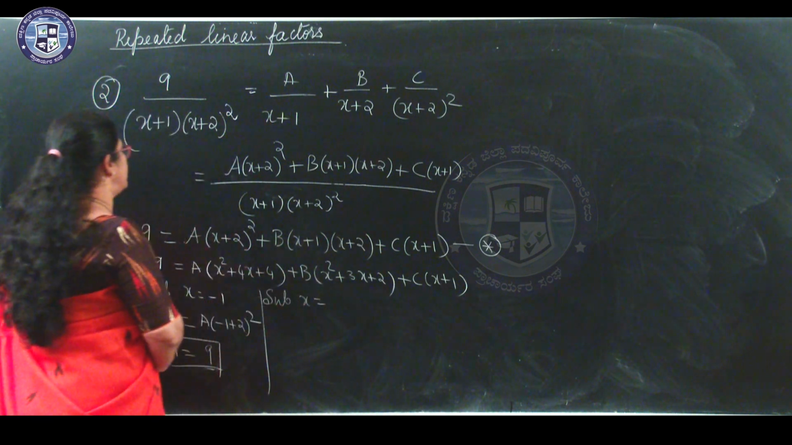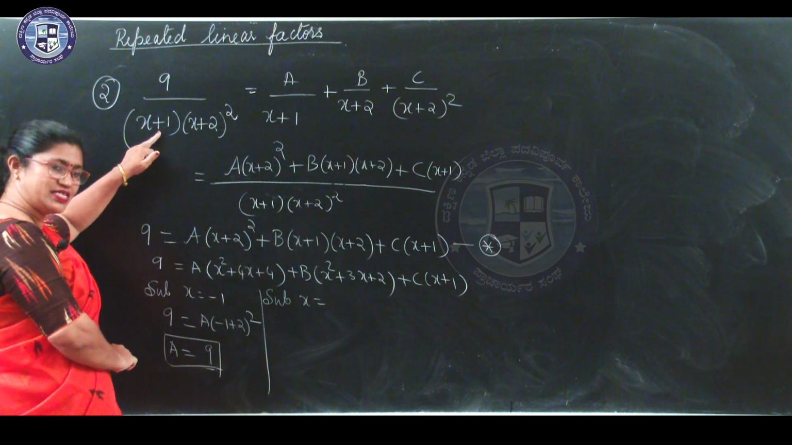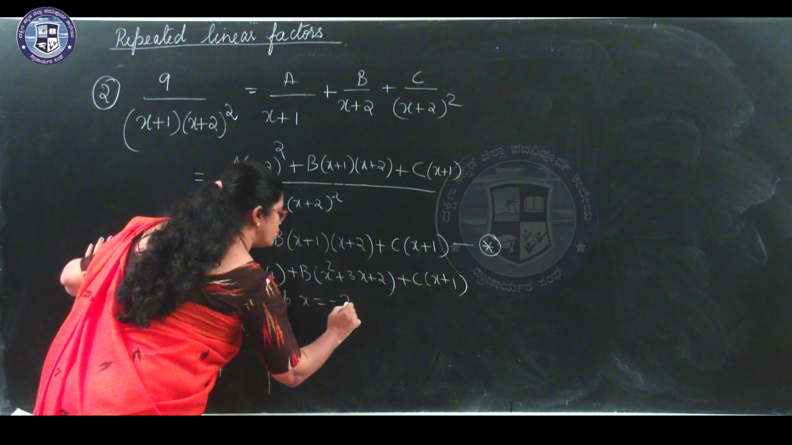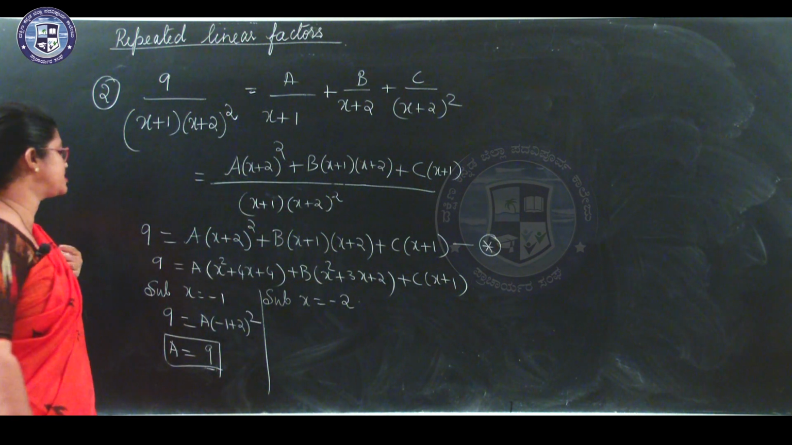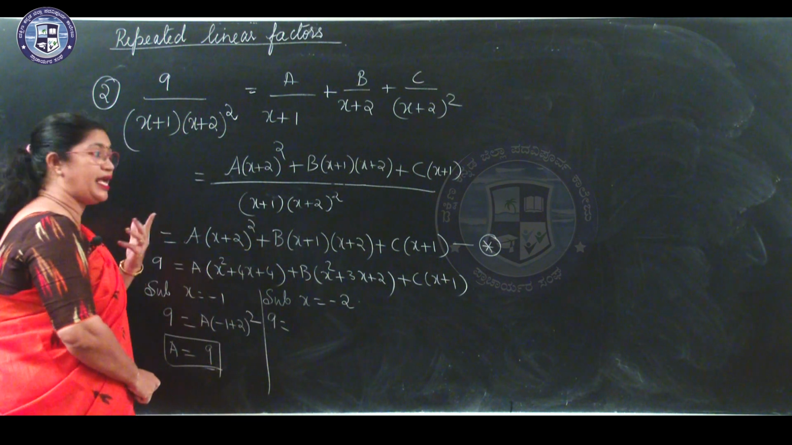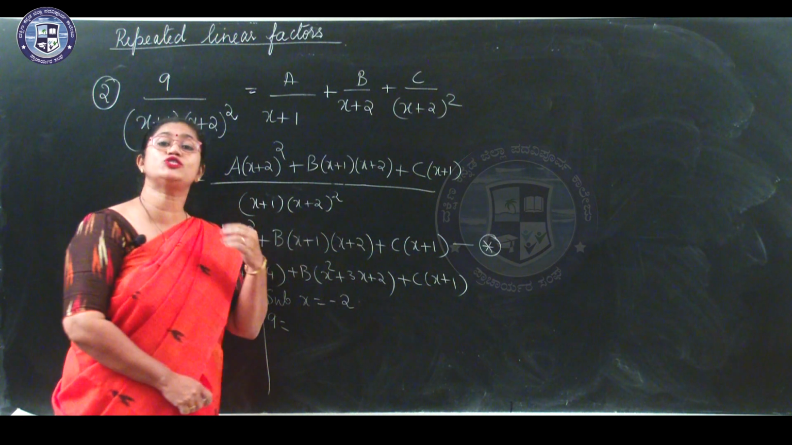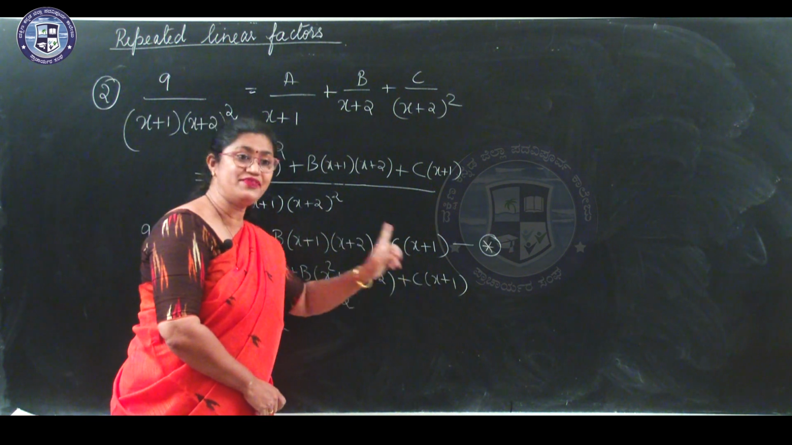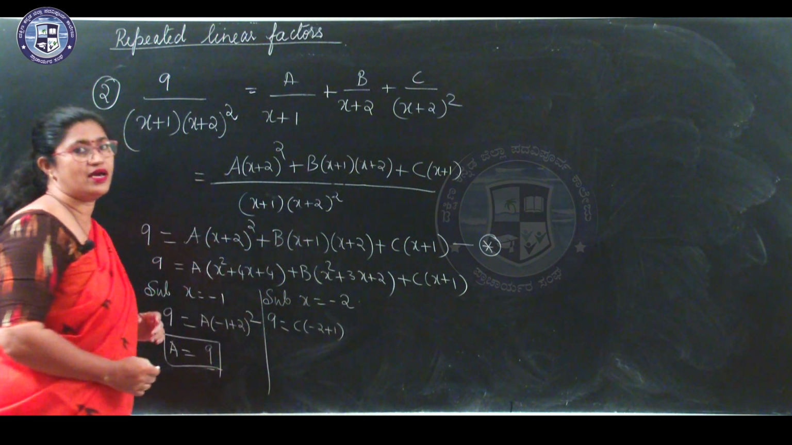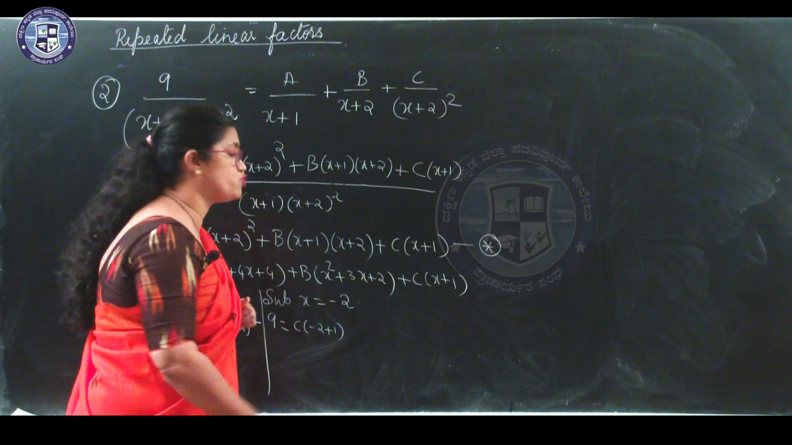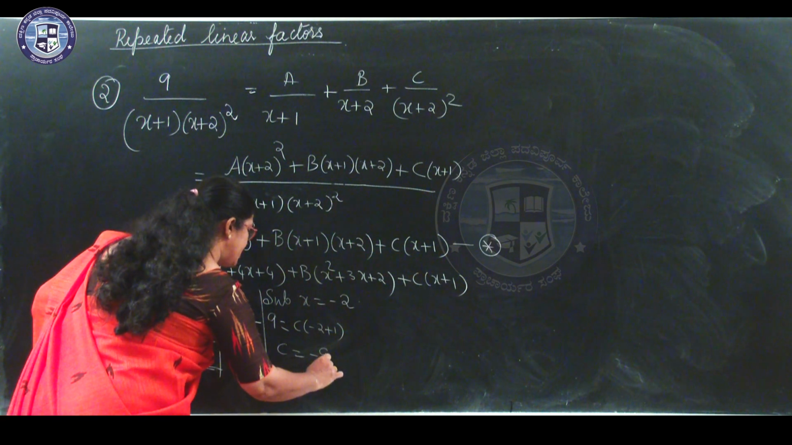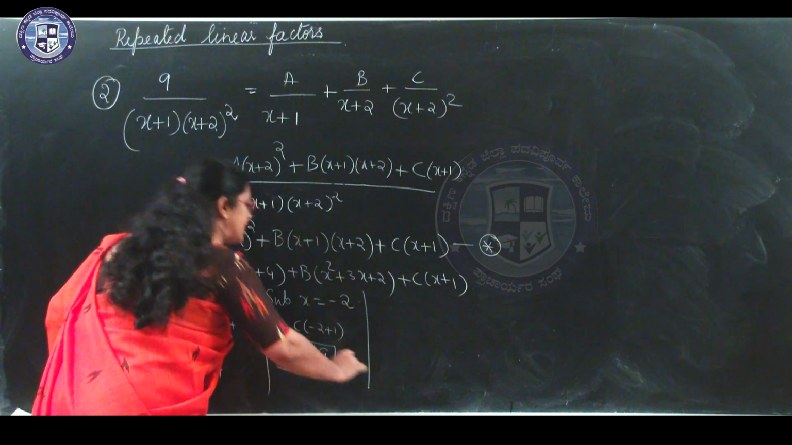Substituting x is equal to, for this one I put plus 1, minus 1, here I should put minus 2. So, if I put x is equal to minus 2, again substituting in star, 9 is equal to, a becomes 0, b also becomes 0, so I am left only with c, and so I get c into minus 2 plus 1. Minus 2 plus 1 is minus 1, and so I get c is equal to minus 9. I got the second answer.